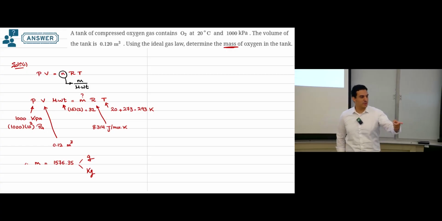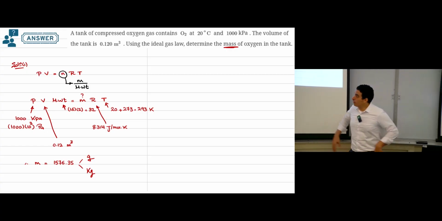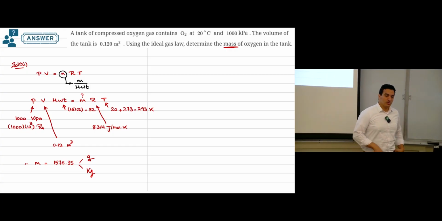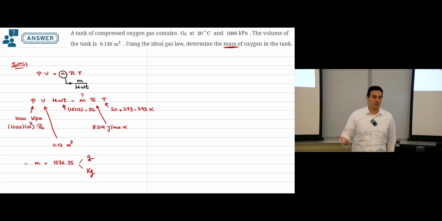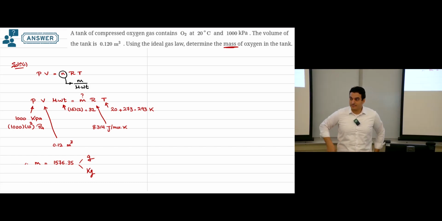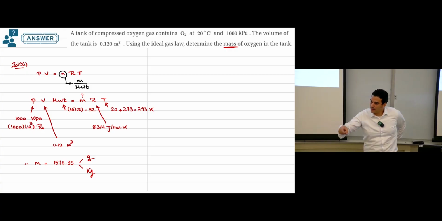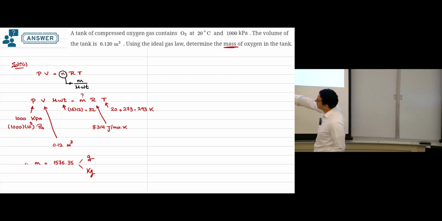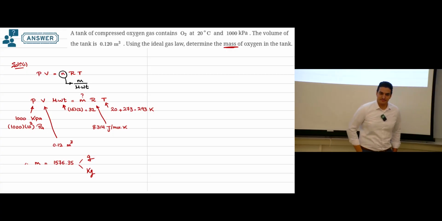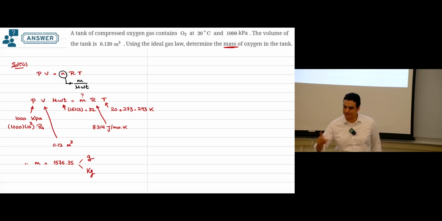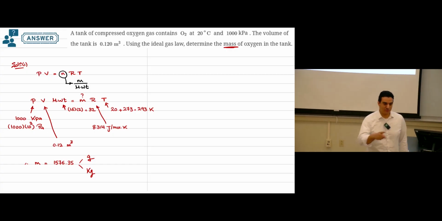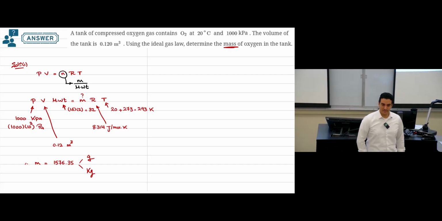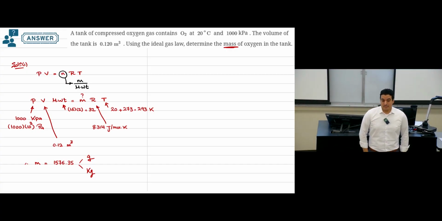But here, who said gram? You said gram. If all the units we have are converted to the SI system, do you think the number we have here is in gram or kilogram? Here we have gram, here we have kilogram. So which one is correct? We're going to get it in grams because we have the molecular weight as 32 grams per mole. So it would be in grams, but we can turn it into kilograms.